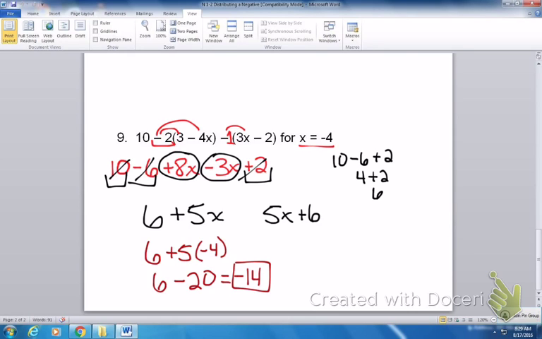So guys, distribution is not bad. Combining like terms is just adding or subtracting. So take your time, do your multiplication right, do your addition and subtraction right, and everything will be a lot better. If you have questions, let me know, and good luck.